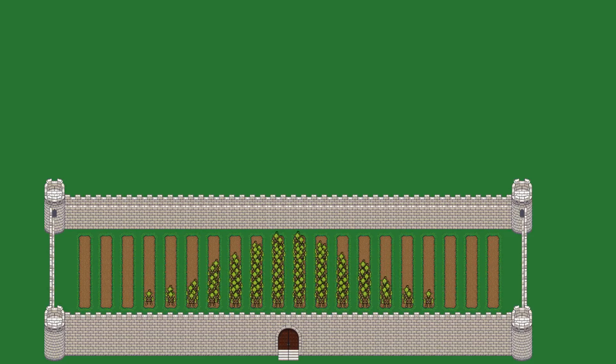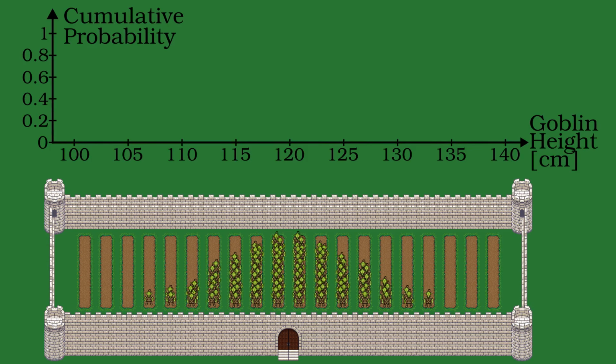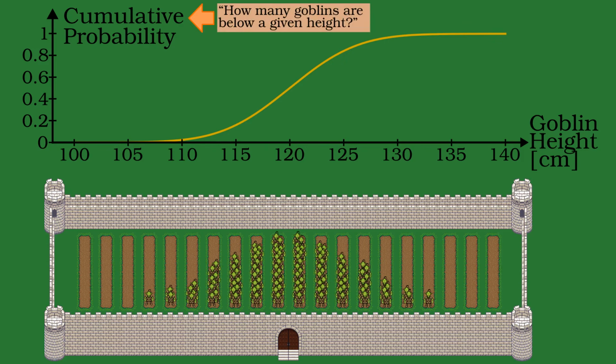What we need then, mathematically, is a way to split the bins in such a way that the corresponding probability of each one is equal. To do this, we need the cumulative distribution function, which has its own curve. For each goblin height on the x-axis, it's no longer about the probability of being around exactly that height, but instead it gives the probability of being at that height or any possible height below.